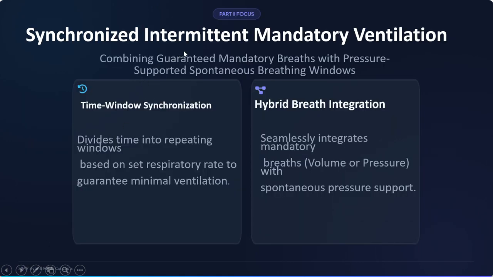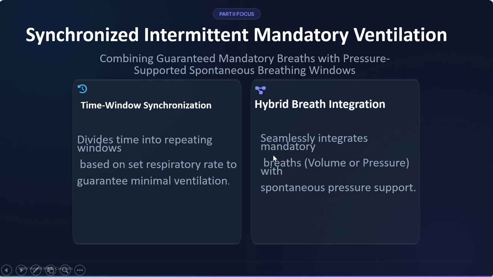Part 2, synchronized intermittent mandatory ventilation. It combines guaranteed mandatory breaths with a pressure support spontaneous breathing window. There is a time window with synchronization, dividing time into repeating windows based on the set respiratory rate to guarantee minimal ventilation. Hybrid breath integration: this integrates mandatory breaths, which may be volume or pressure, and spontaneous breathing.